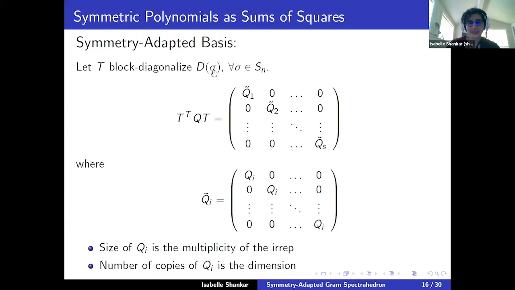So these blocks here correspond to the irreps of Sn. And inside of these Qi tildes, we have multiple copies of another smaller block. And the number of copies, as you can see written here, is equal to the dimension of the irrep that's associated to Q tilde i. And in fact, the size of the Qi is equal to the multiplicity of the irrep, which is pretty cool, I think.